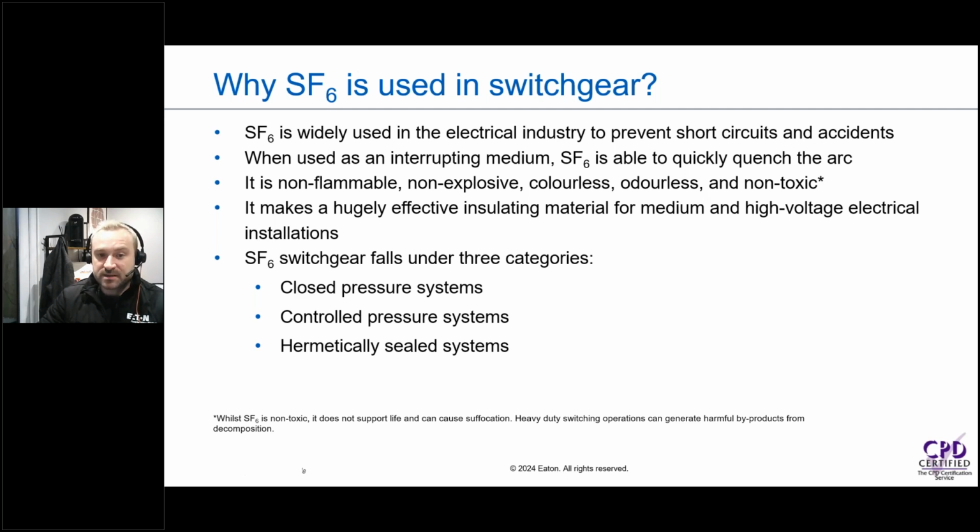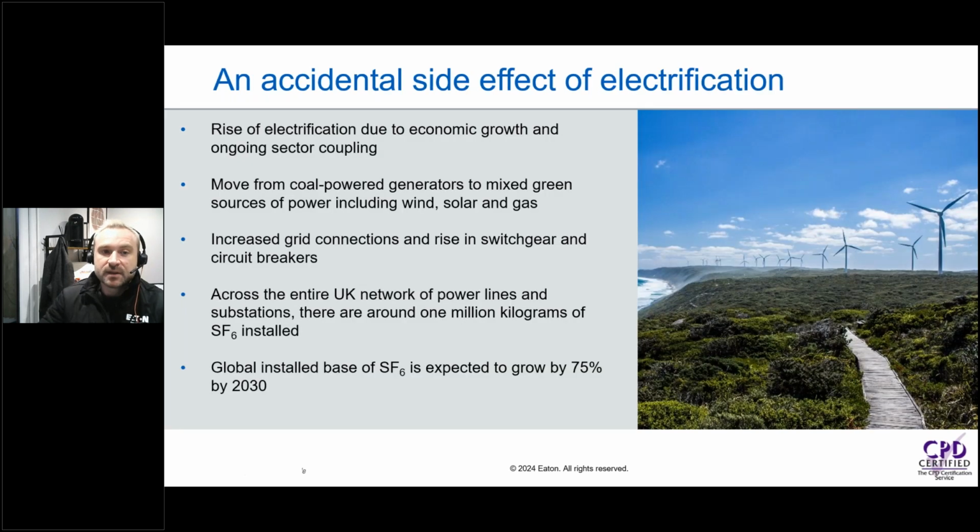It makes a hugely effective insulation material for medium and high voltage electrical installations, and SF6 switchgear falls under 3 categories: closed pressure systems, controlled pressure systems, and hermetically sealed systems. The increase of SF6 in the use of electricity is due to the rise of electrification, due to economic growth and ongoing sector coupling, with a move towards mixed power sources, particularly renewable energy, and becoming less reliant on the coal power generation of the past.